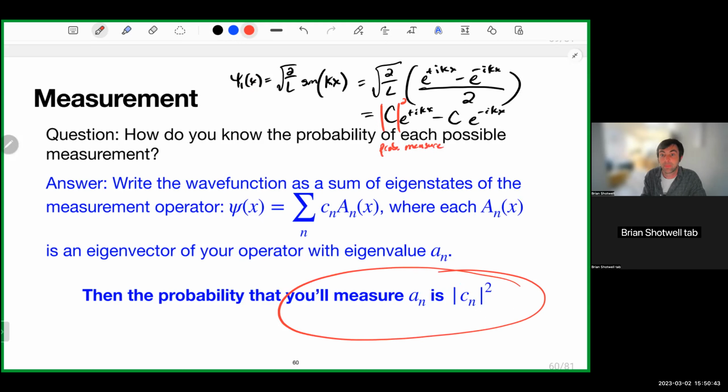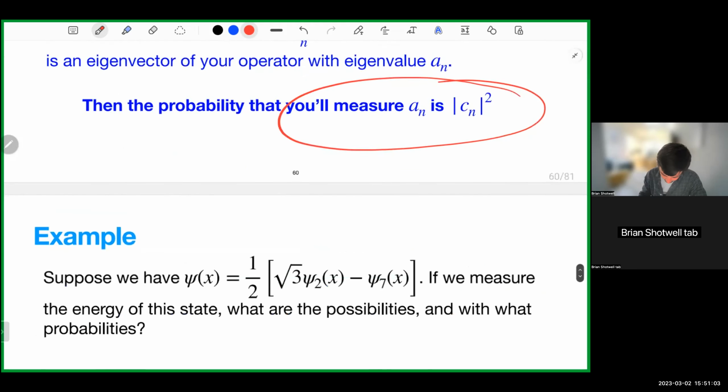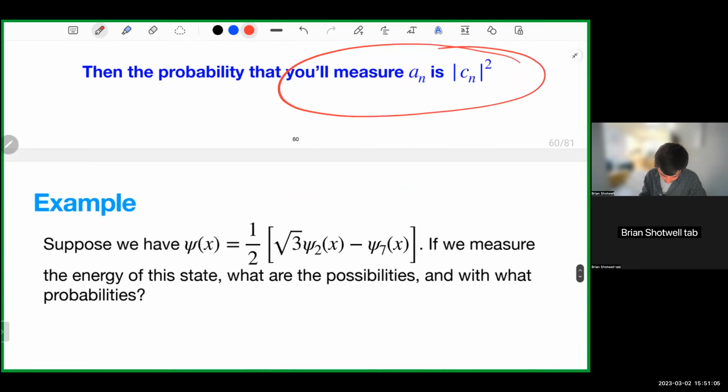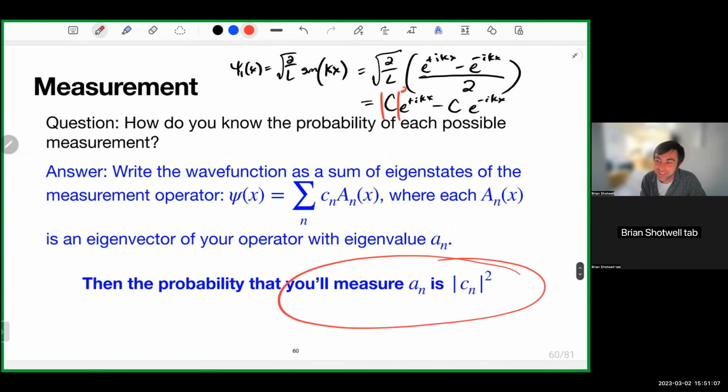This gives you the probability that you would measure plus ikx over h bar. I guess I need an h bar here, don't I? Oh no, it's in the momentum operator. The better example is probably over here. Running into problems with this example because momentum is not normalizable.